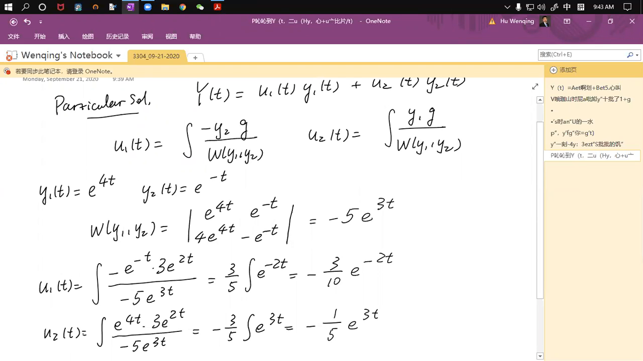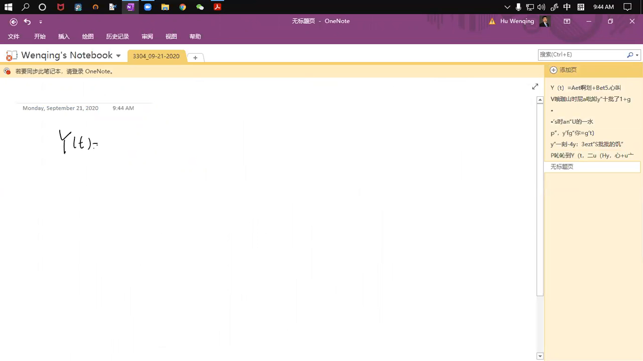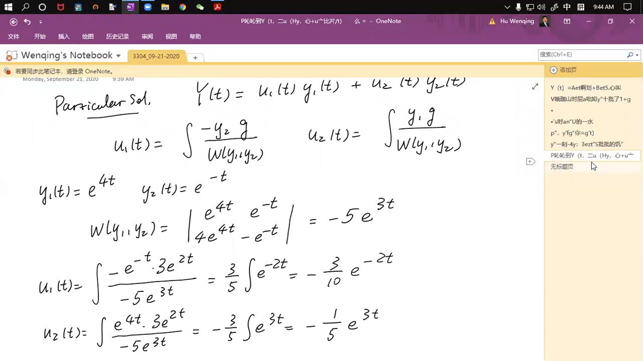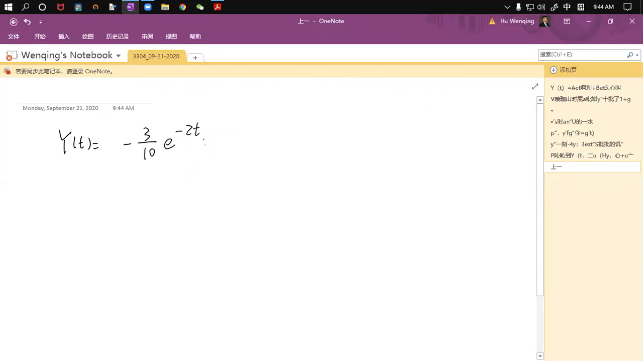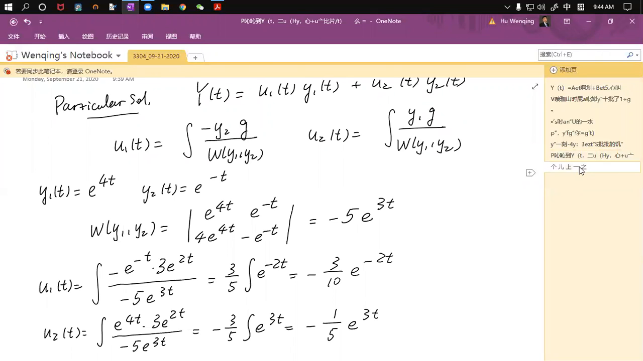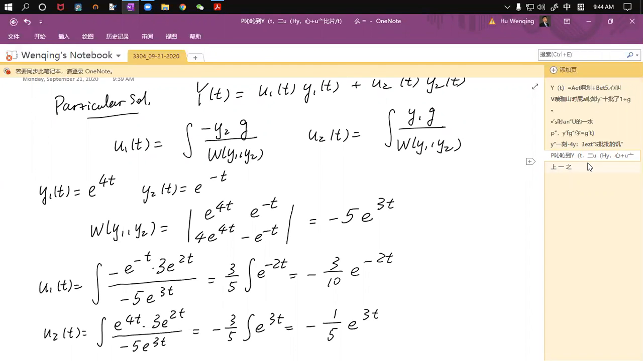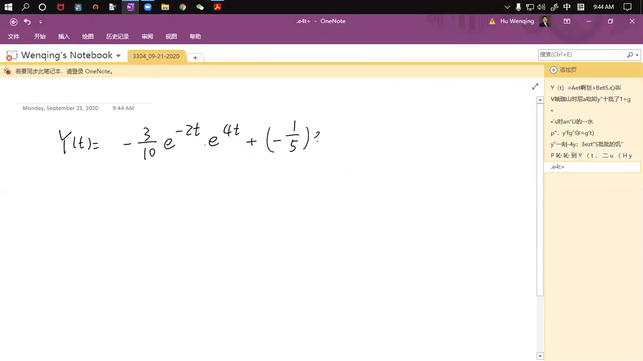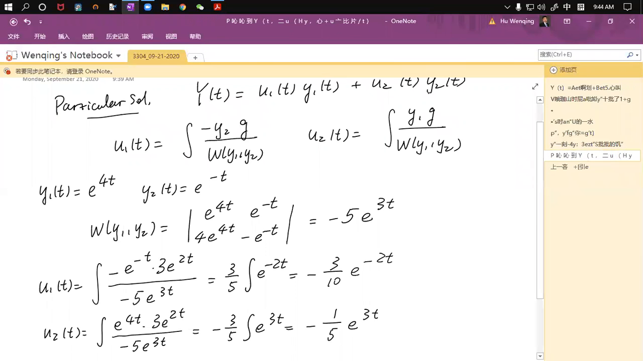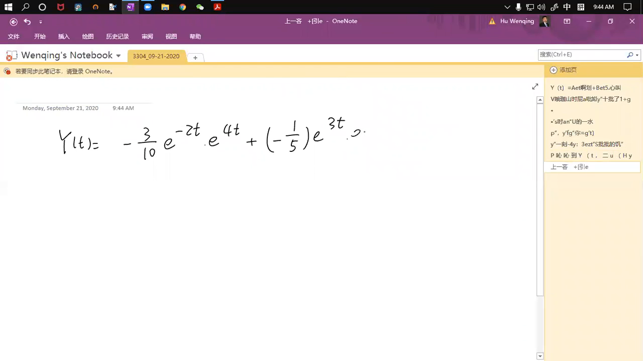So that's the u1, u2. Is that good, family? As long as you have the u1, u2, you're going to have the solution. So the particular solution is equal to u1, which is minus 3 over 10 multiplied by e power minus 2t, times y1 of t, which is e power of 4t, plus u2, where I'm choosing minus 1 over 5 e power 3t, multiplied by y2 of t, which is e power minus t.